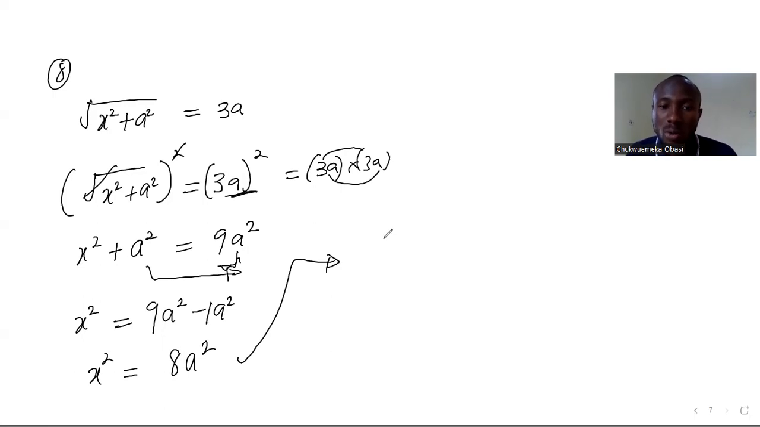Let's take it to this side. So I have x squared is equal to 8a squared. I can also write it as 8a squared is equal to x squared. It's the same thing. And now I'll divide both sides by 8 because I want to make A the subject.